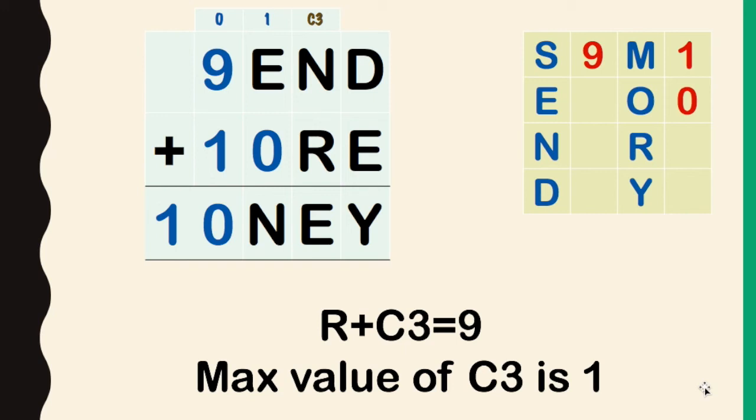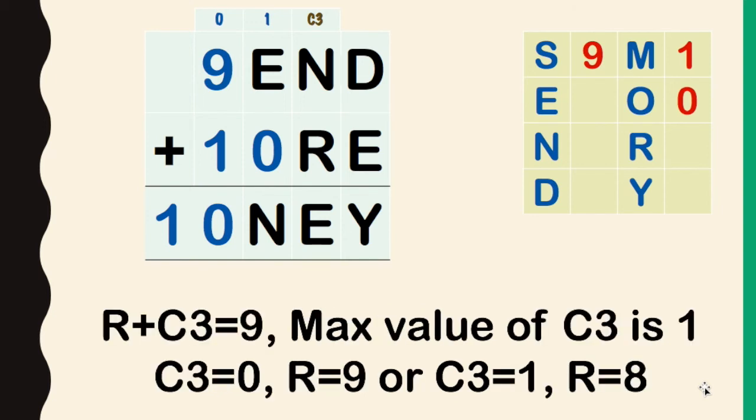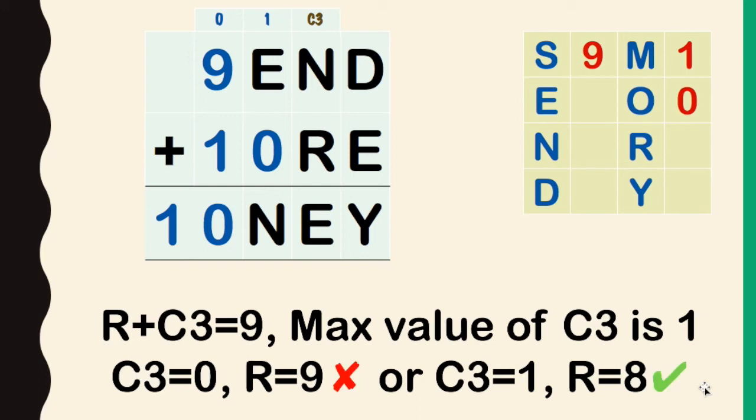We know that the maximum value of C3 is 1. We know all the carries are either 0 or 1. So what does this imply? If C3 is 0, then the value of r will be 9. And if C3 is 1, the value of r will be 8. So these are our two conditions.